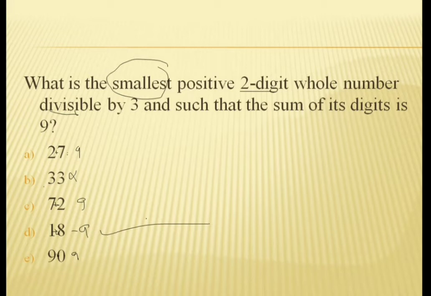In that, it is asking for the smallest positive integer. Yes, the smallest number is 18. So 18 is divisible by 3 as well. So the answer is 18, which satisfies the conditions. The smallest integer which satisfies both conditions is 18. So the answer is 18, option D.